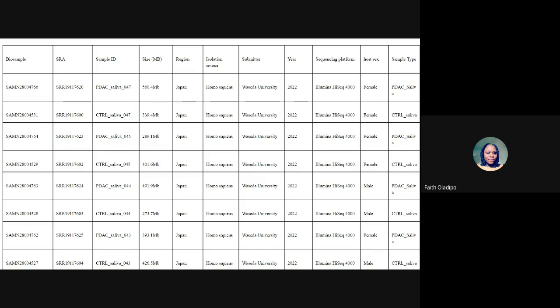So this slide shows the data retrieval. We got the data from publicly available data, that's NCBI, and we're able to get the samples, the IDs, and the size of the data we used, because it's important. So we generated the data from NCBI.